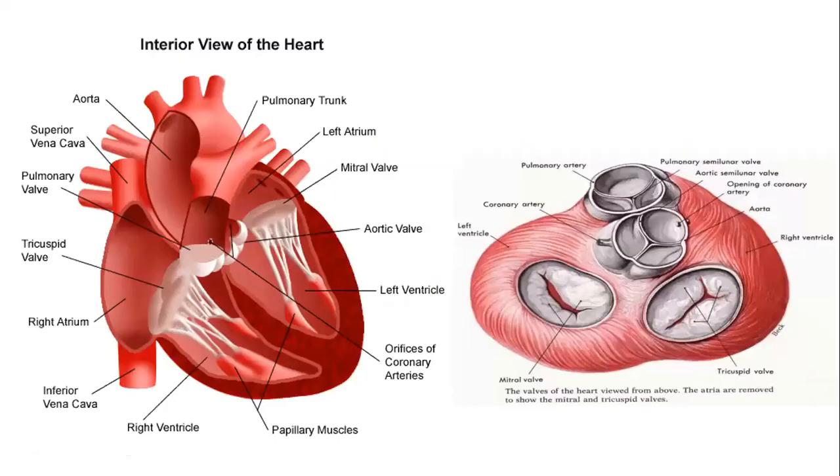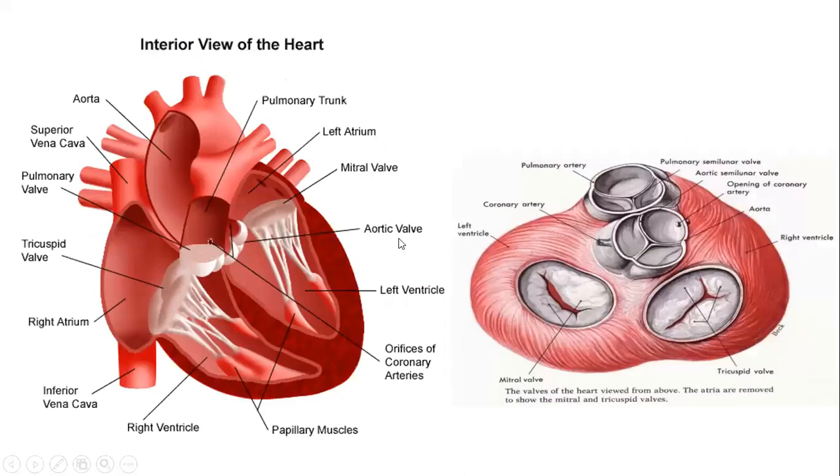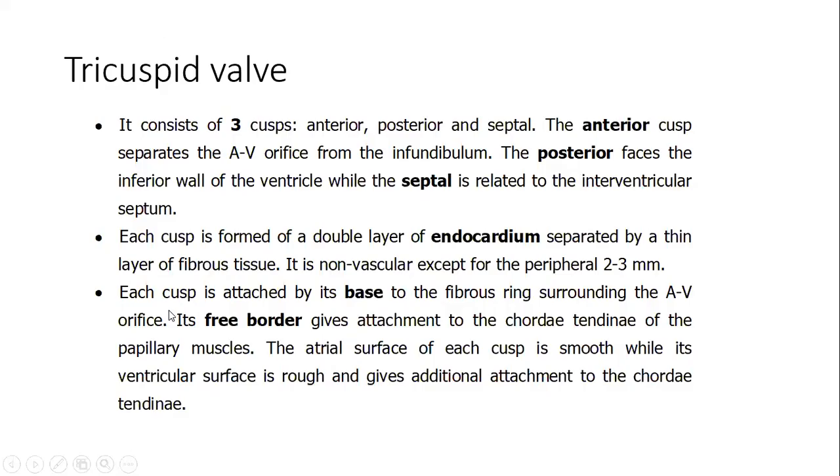So the anterior cusp here will separate the AV orifice, the atrioventricular orifice, from the infundibulum. Where is the infundibulum? This funnel-shaped structure, which is the outflow tract for the ventricle. This is called the infundibulum. So this infundibulum is separated by this anterior cusp. Okay.